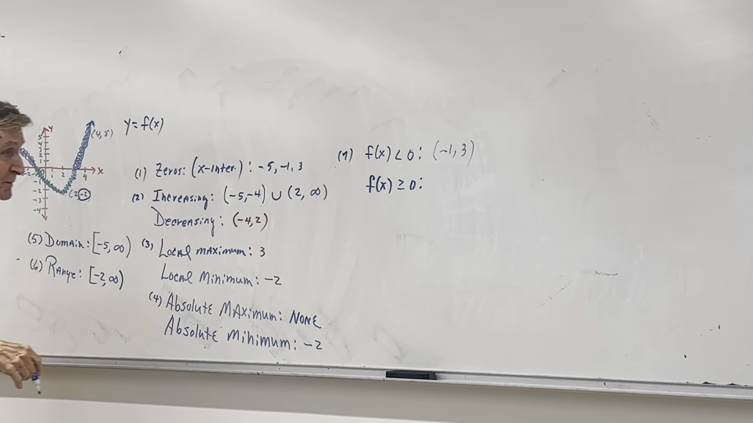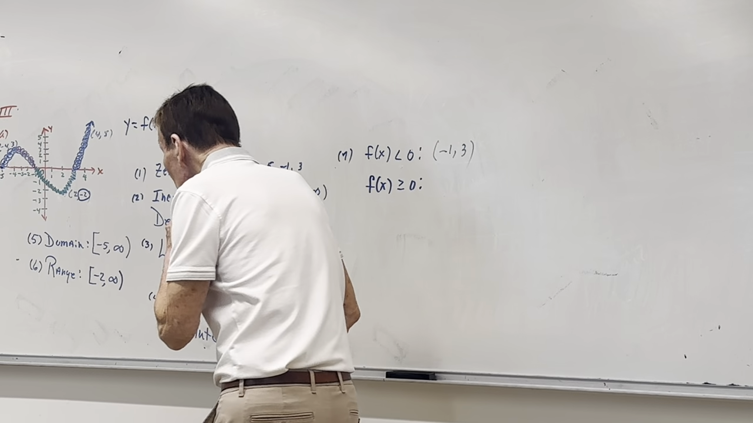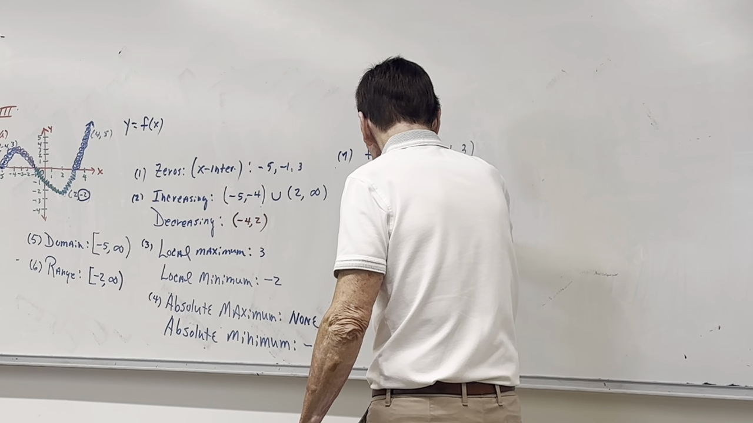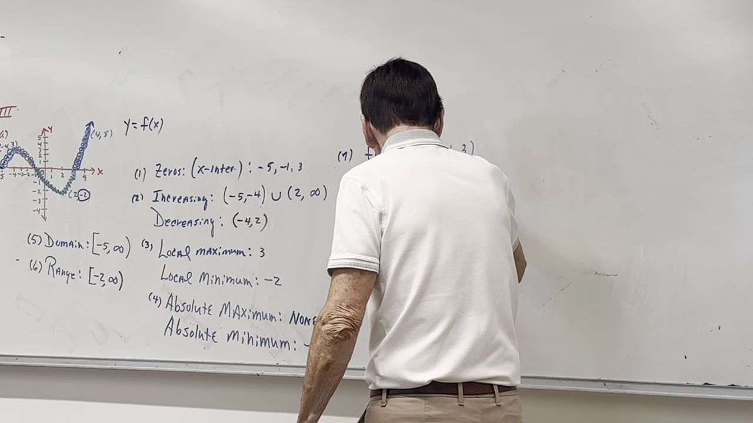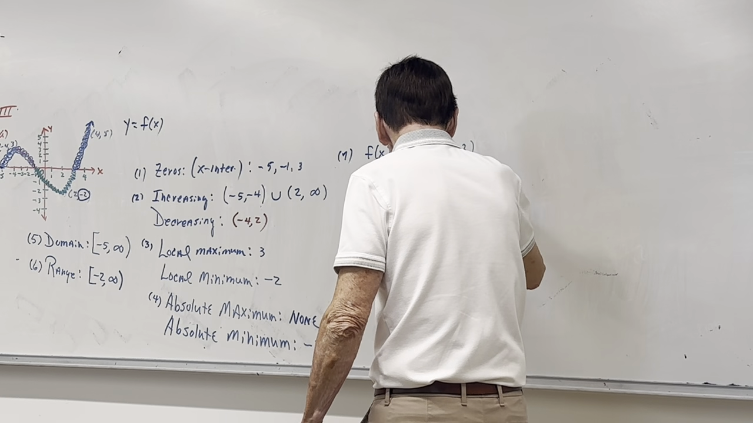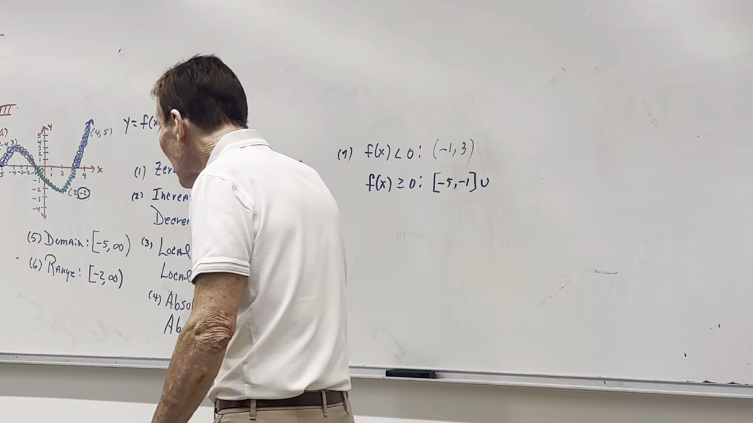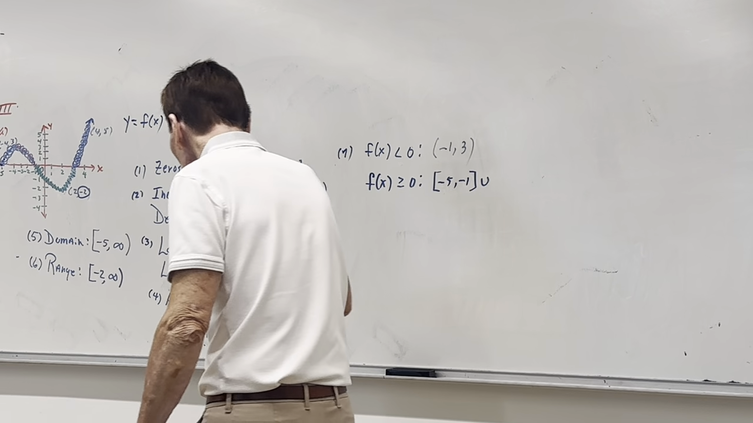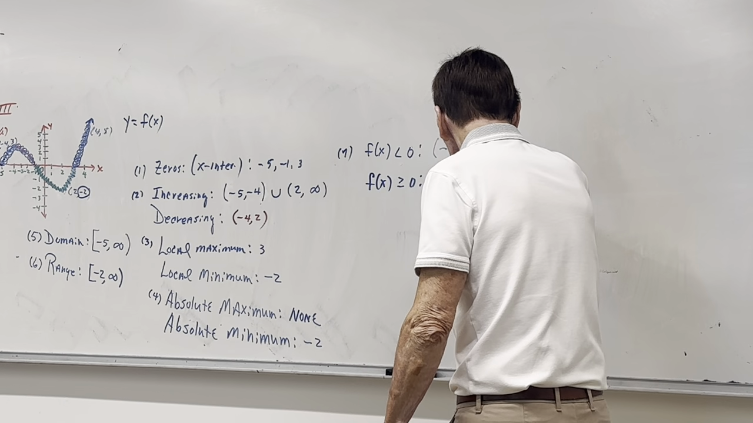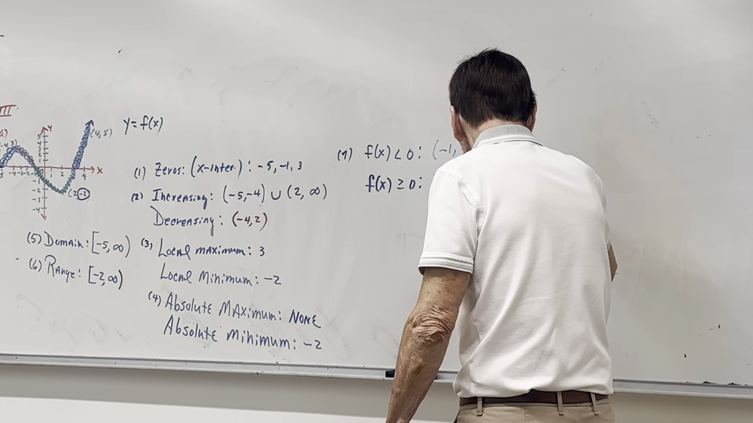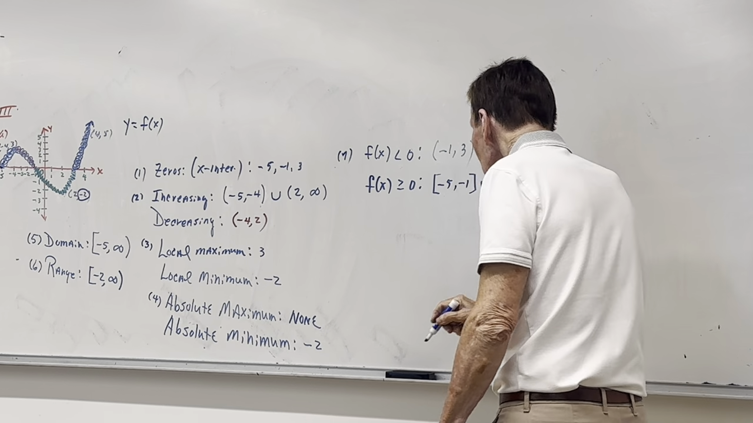Therefore, to answer this, with her help, it's -5 to -1. And by the way, I see a bracket here coming up. -5 to -1 union. And she also said, professor, from 3, I think it was, through infinity. Yes or no?